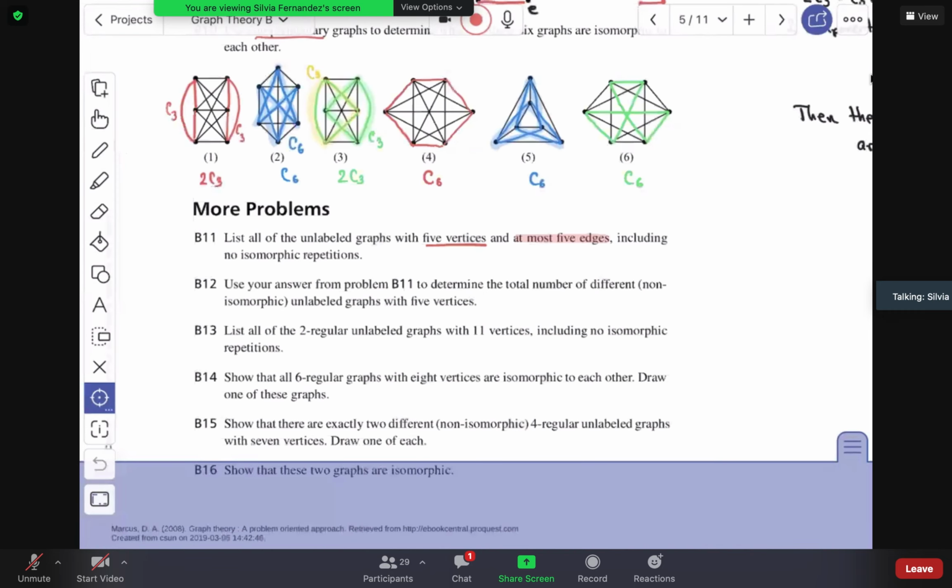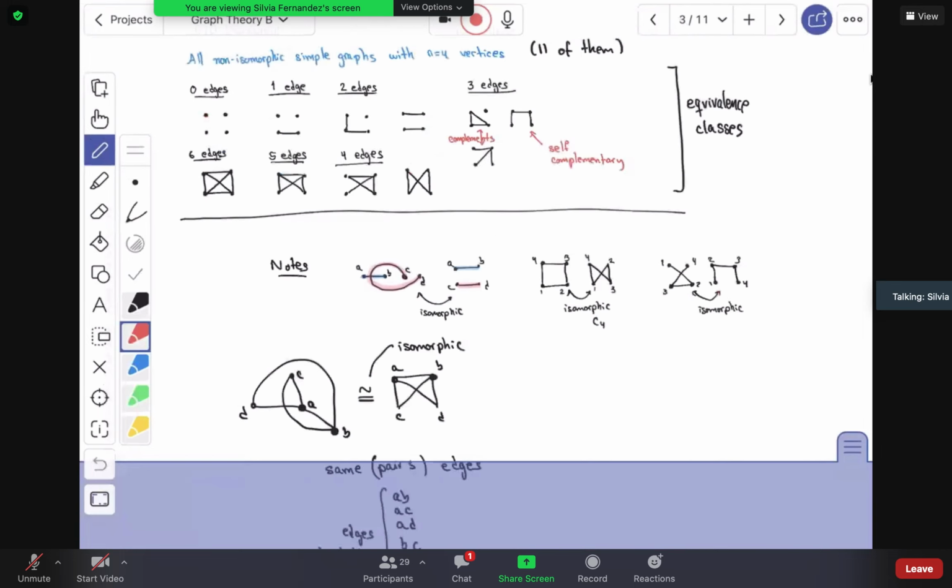Okay. So use your answer to determine the total number of different isomorphic unlabeled graphs with 5 vertices. So this is all of them. That would be like what we did for 4. If we had only done the ones up to 3 edges in problem number 4, then we know that all of these come with their complement. And so we could have said, okay, for each of these, I have the complement. So it's this times 2 plus this ones. Okay. So it's the same with the ones for 5.